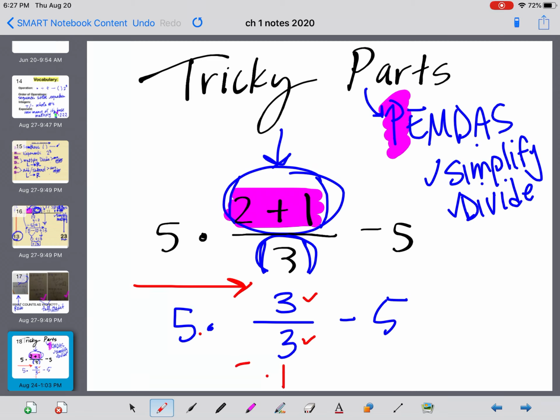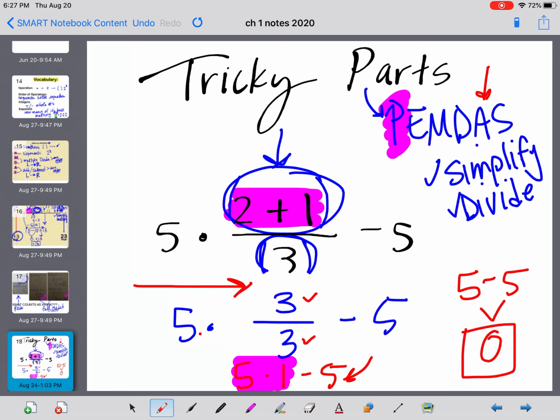So I'm going to go ahead and just divide first and drop everything else back down before I multiply. Now I can do my multiplying right here. 5 times 1 is just 5, and then I just subtract 5 from it because that's this. Now I can do the subtraction because now I've taken care of everything else. 5 minus 5 gives me 0. Okay.